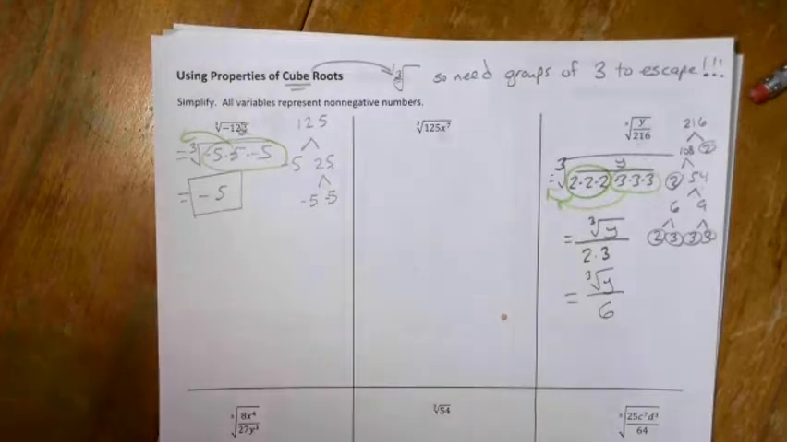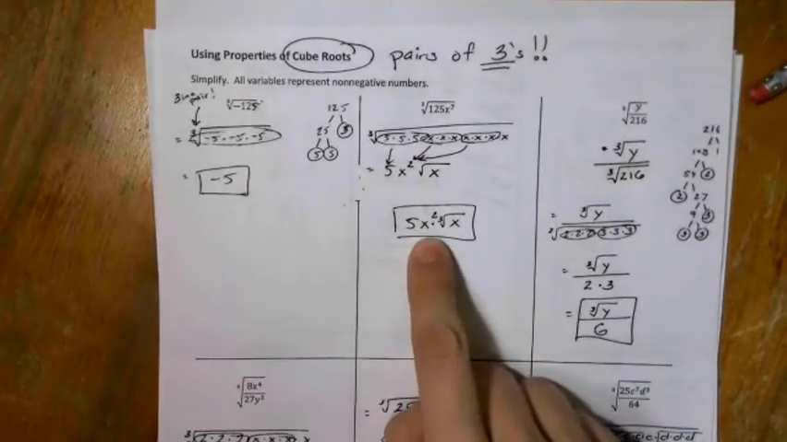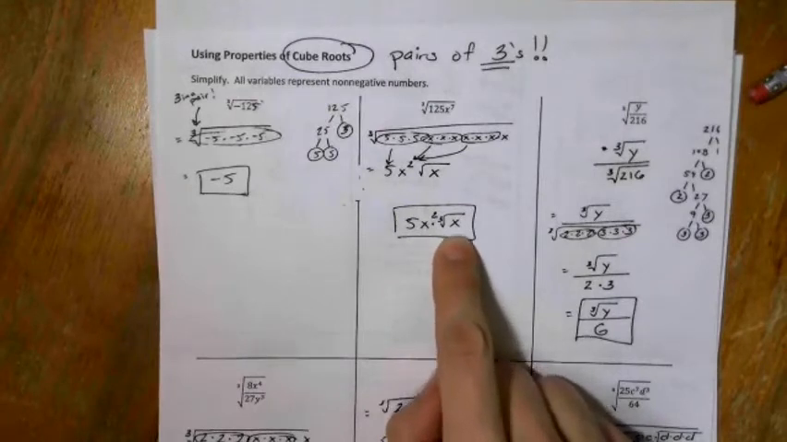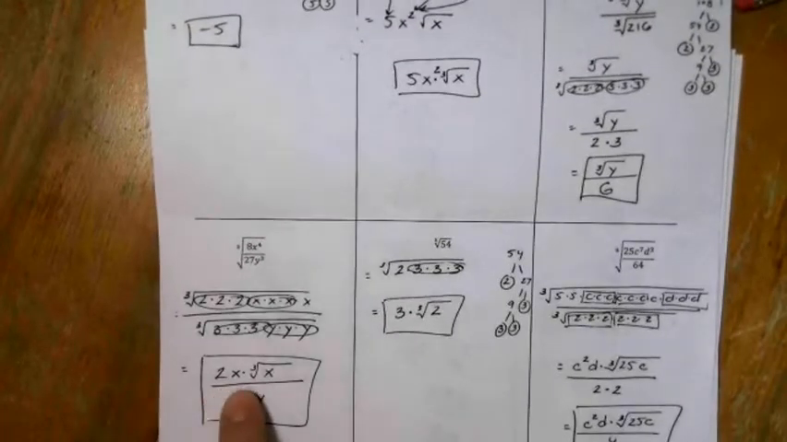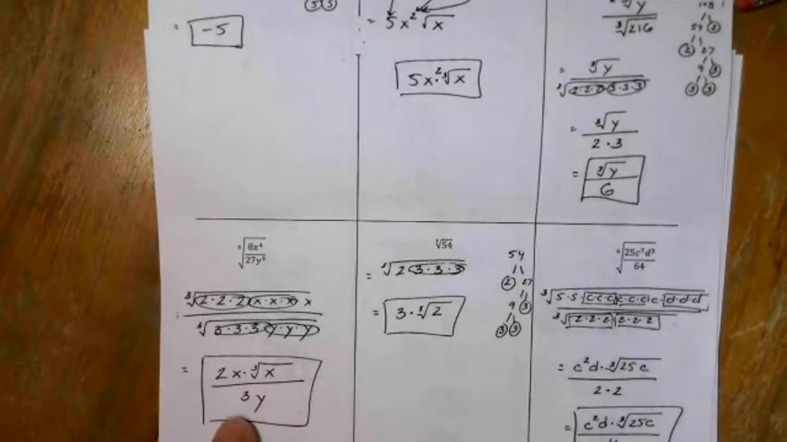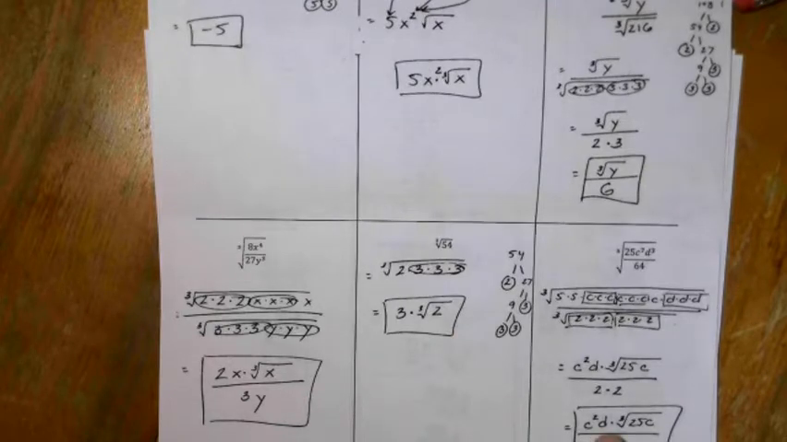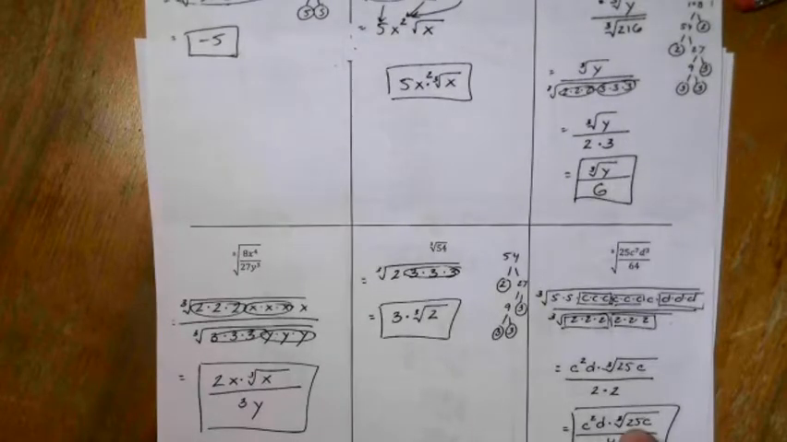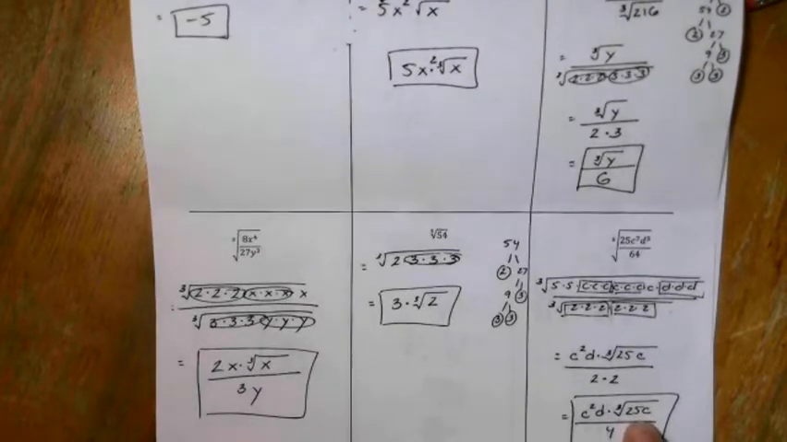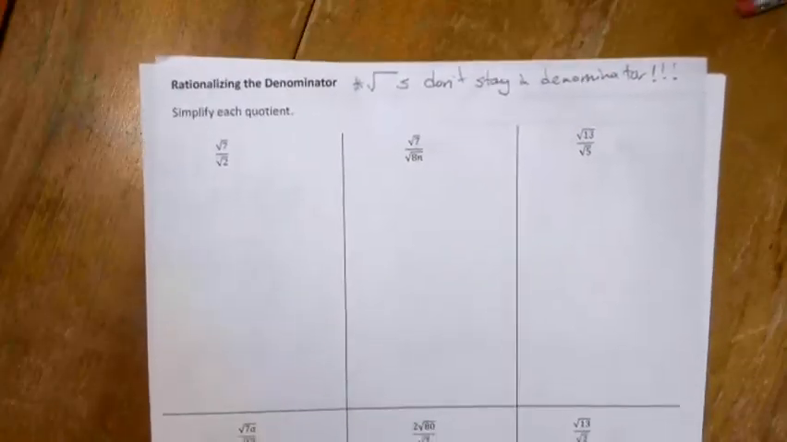All right, you should have gotten 5x squared times the cube root of x. He could not escape from jail, he didn't have a buddy. 2x, the cube root of x, divided by 3y. 3 times the cube root of 2. And then c squared d times the cube root of 25c divided by 4. This 25 has a buddy, right? 5 times 5, but we had to have groups of 3 to escape, so he couldn't escape. So he got stuck inside prison still. Email me if you have questions.